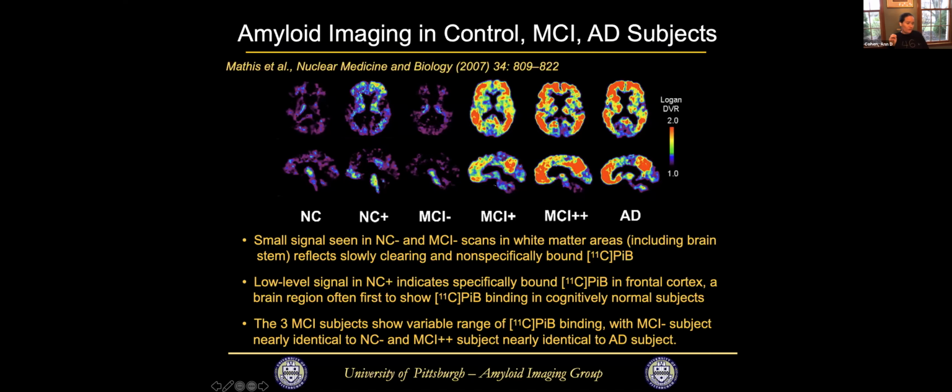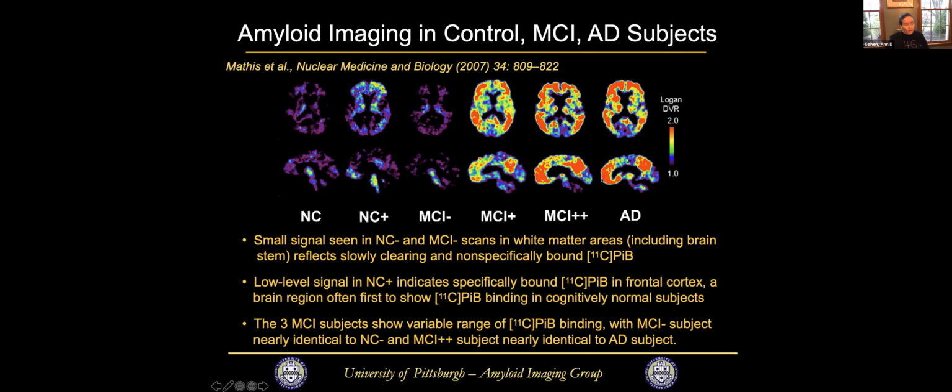But a couple of things to note here that I think are important in terms of the technical challenges that we face is that even in our negative cases, so in this first panel and then in this MCI negative case, you see white matter binding of amyloid tracers non-specifically. So these are binding, we think, likely to myelin basic protein rather than amyloid. And so you see this sort of white matter trace with the tracer.